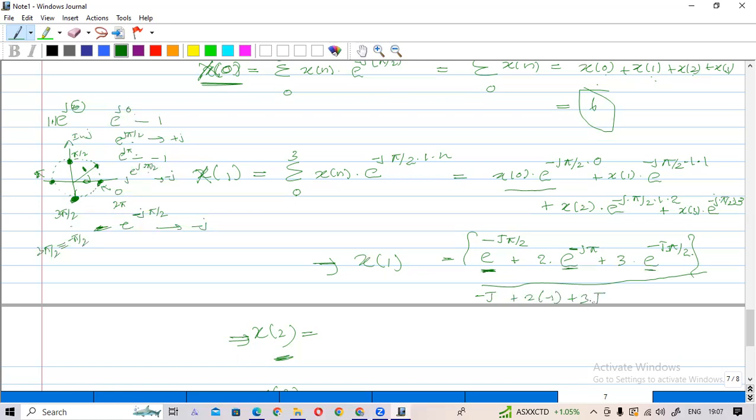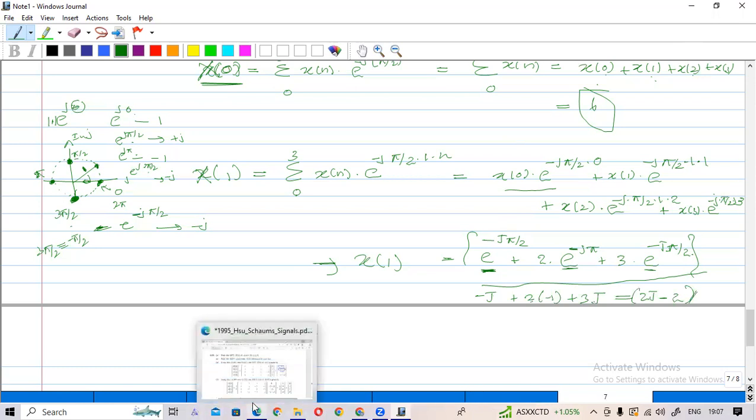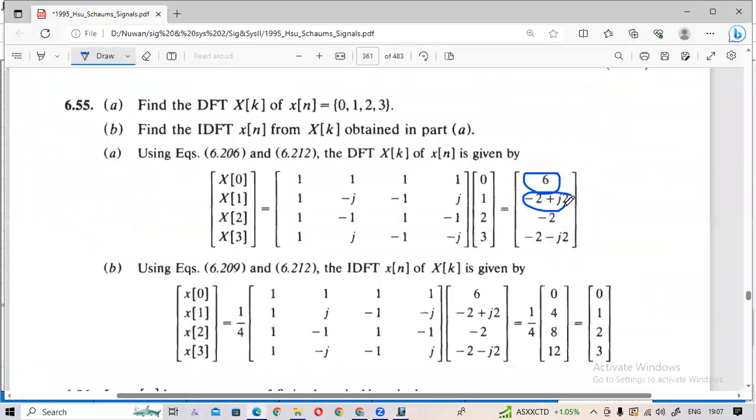So you can see that plus 3j minus j is equal to 2j. 2 into minus 1 is equal to minus 2. So 2j minus 2. You can easily calculate that value. So that is 2j minus 2, this is the value. Likewise, you can calculate. So anyway, try to find.